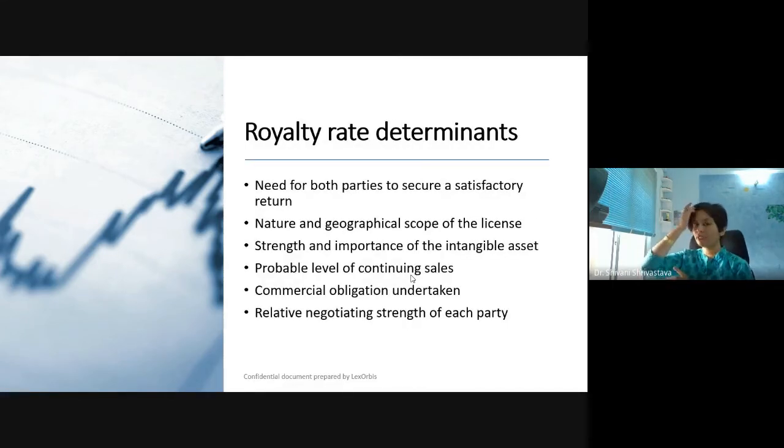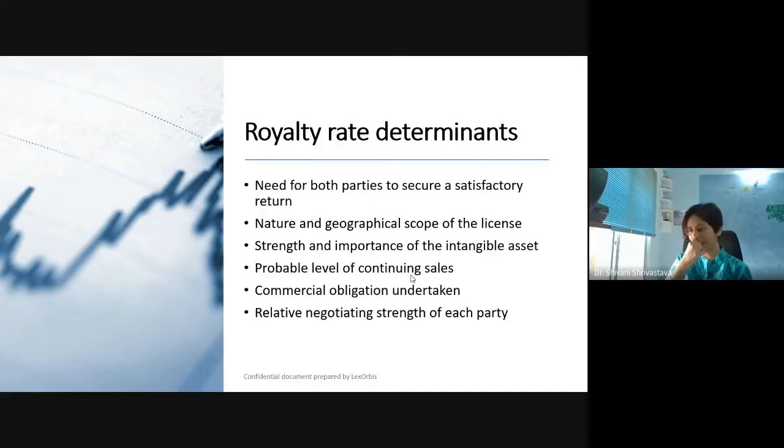So what should be the royalty rate? How do we determine the royalty rate? For this, both the parties should sit together. They should discuss the royalty rate, and both the parties should be satisfied with the numbers. Whatever the royalty rate is, it should be mutually agreed by both the parties. It also depends on the nature and geographical scope of the license.